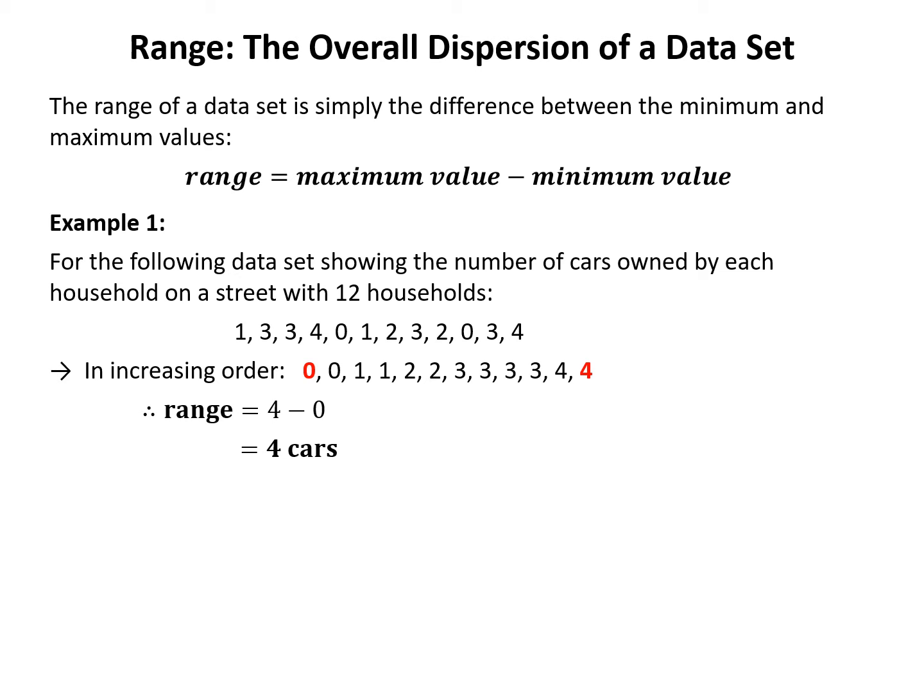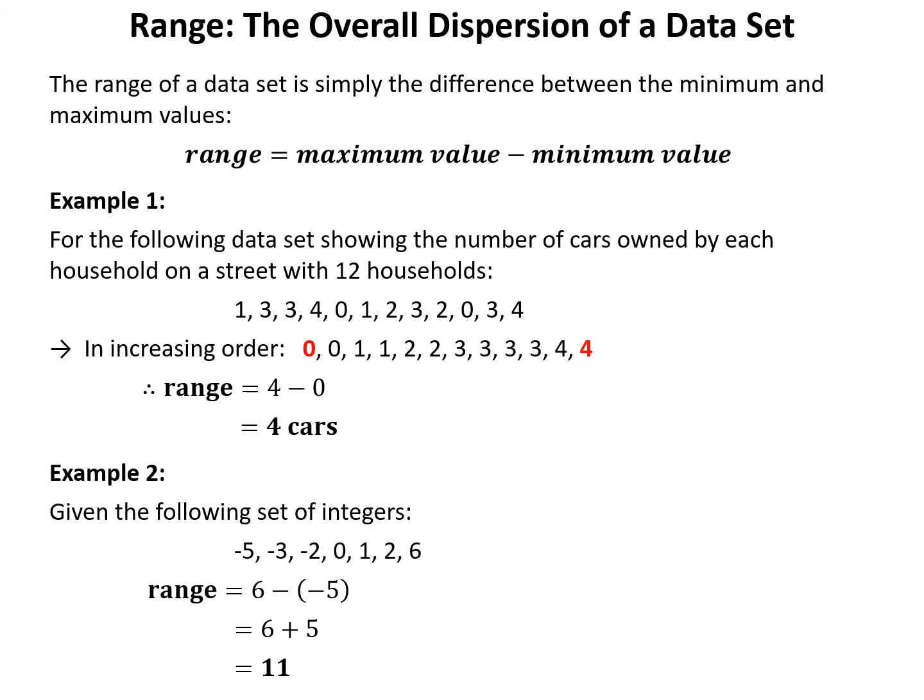In example 1, we have the following data set showing the number of cars owned by each household on a street with 12 households. If we put this data set into increasing order, we can see that the minimum value is 0 and the maximum value is 4. So therefore the range equals 4 minus 0, which equals 4 cars. In example 2, we have a set of integers with a minimum value of -5 and a maximum value of 6. So the range there is 6 minus -5, which equals 6 plus 5, which equals 11.